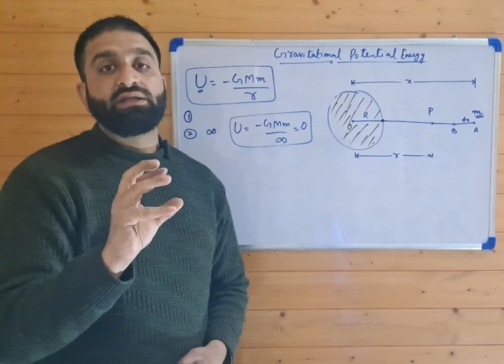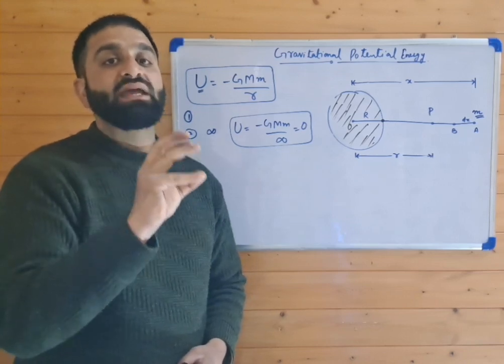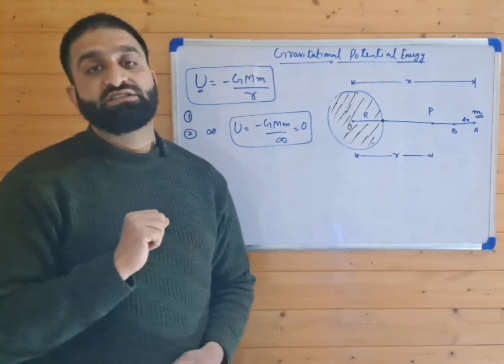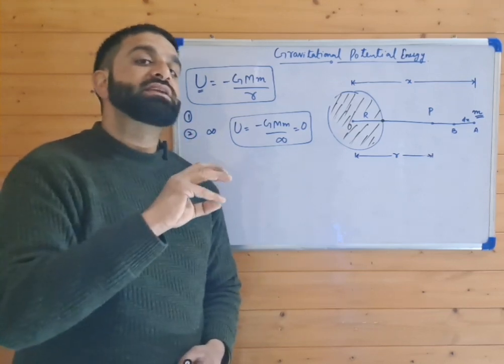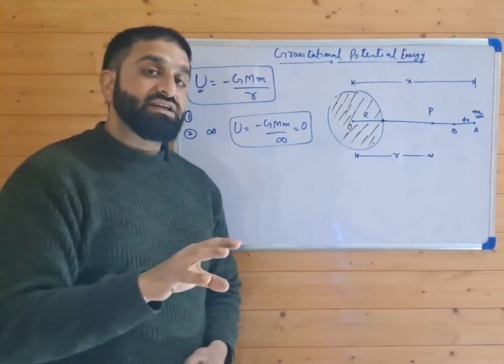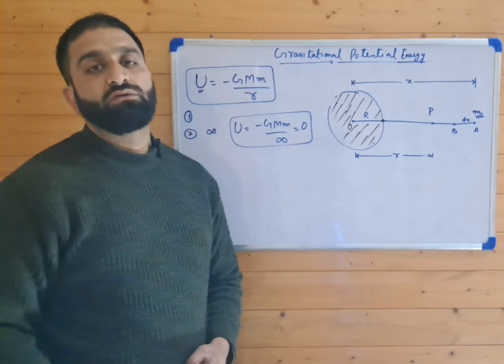The negative energy of a body in a field, whether it is an electron or a mass, shows a bounded state. If its total energy is positive, that means it is free. If the total energy is 0, it is also free.